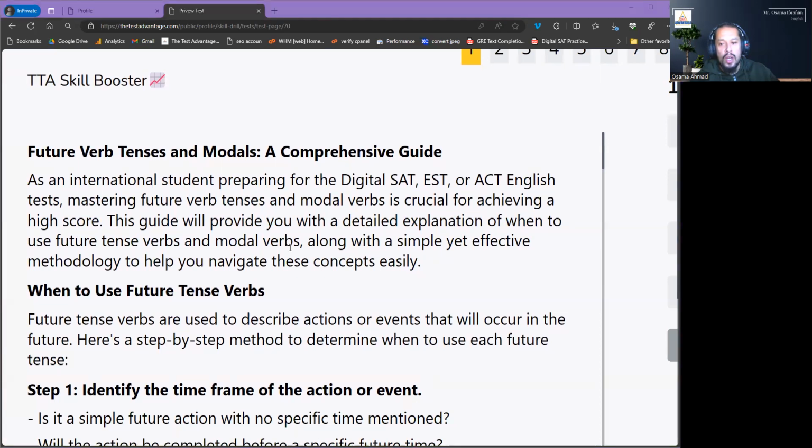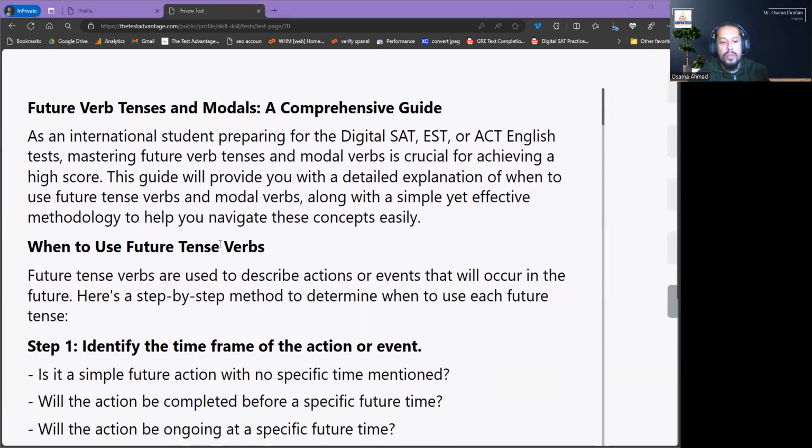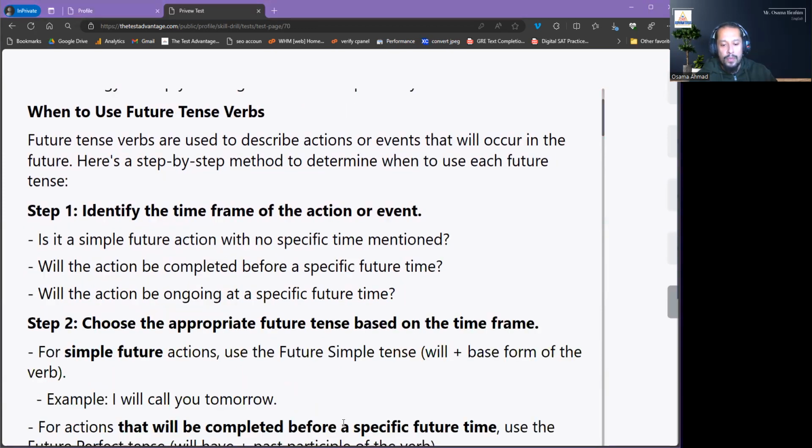I'm going to skip the introduction. Obviously, if you're taking your digital SAT or EST or ACT, you need to understand your verbs very well. So let's actually begin here. Some notes, questions, and answers, and then we're going to be practicing together.